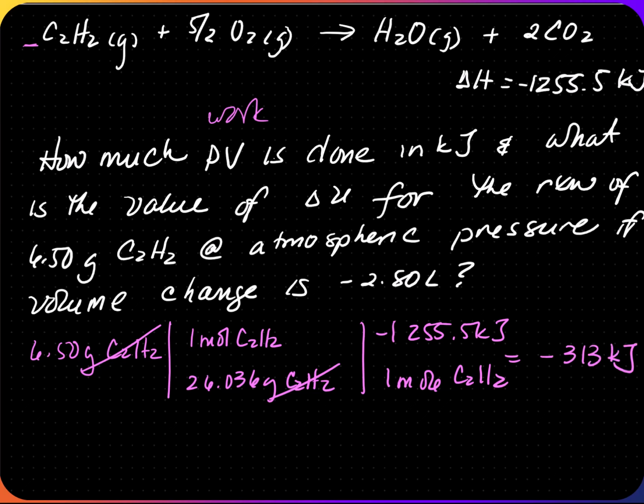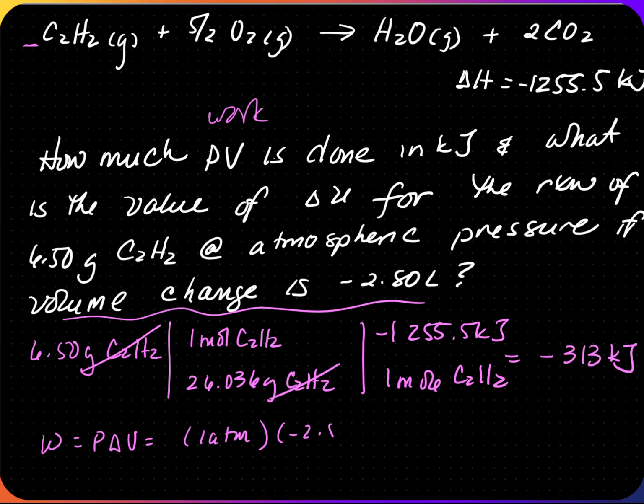We can calculate work. Work is equal to P delta V. The pressure given here is atmospheric pressure, so that's 1 atm. And they gave you the change of volume as negative 0.80 liters. This is equal to negative 2.80 atm liters. And we need it in joules, so we're going to convert. So negative 2.8 atm liters.